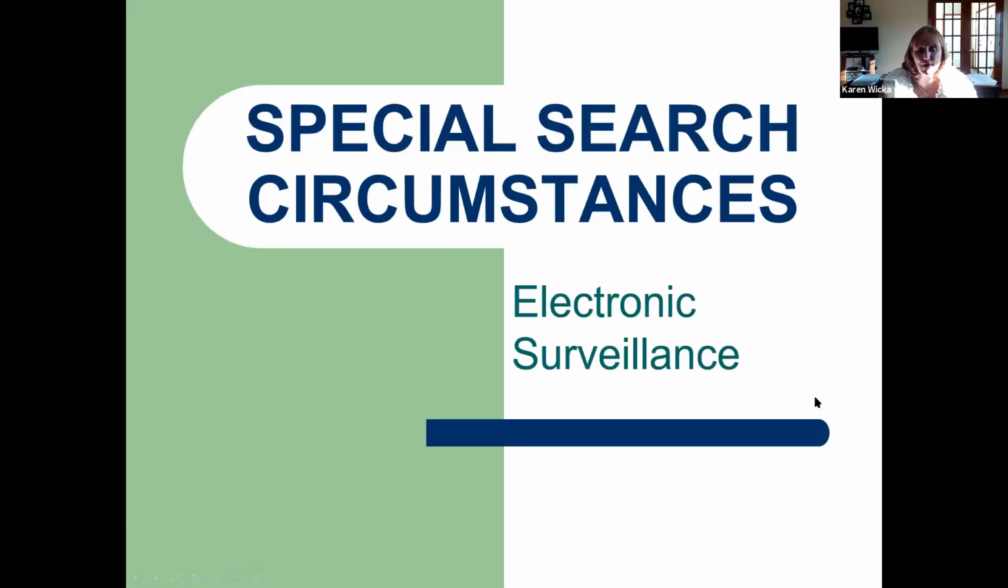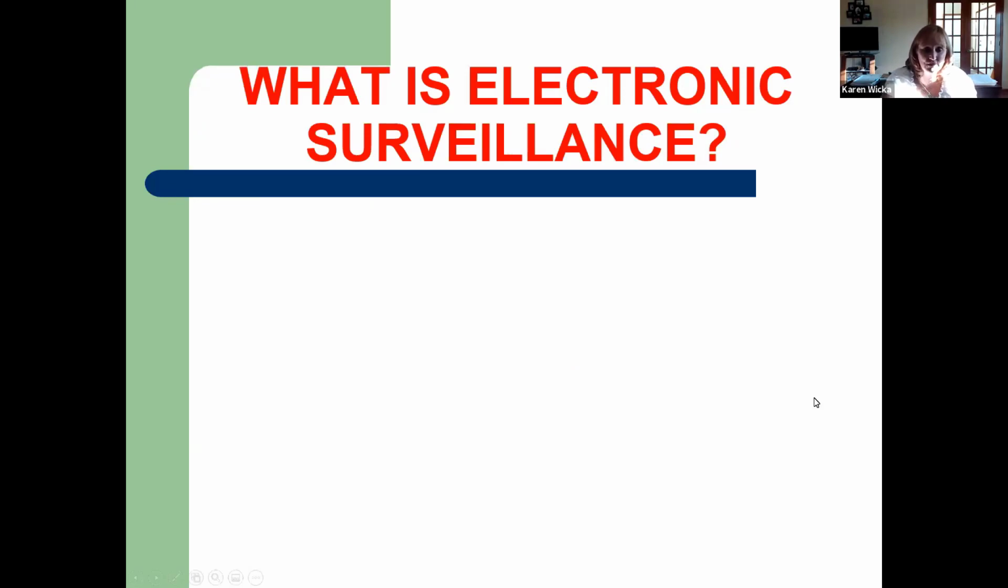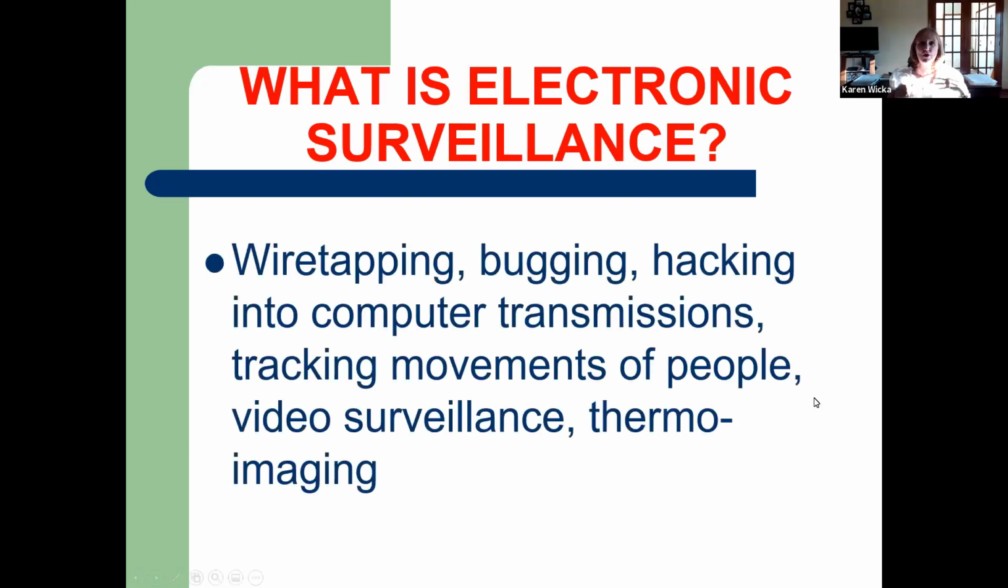Okay, now what about electronic surveillance? So number one, what is electronic surveillance? Electronic surveillance are things like wiretaps or bugging or hacking into computers. So those are what we consider electronic surveillance. So they put a wiretap on your phone so they can record the conversation. They put a bug in something so they can hear you talking in an office or something like that. They hack into your computer to read your things. Those are all considered electronic surveillance.